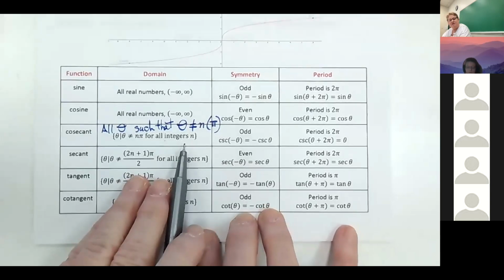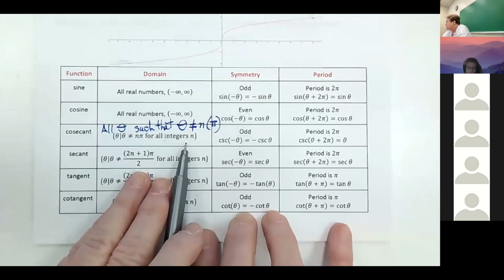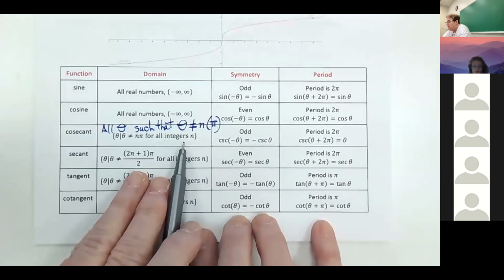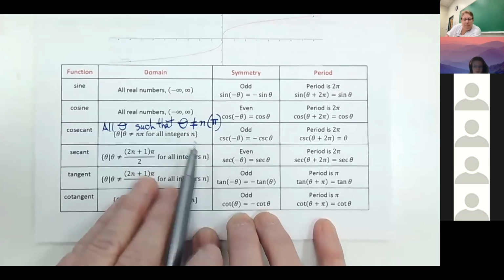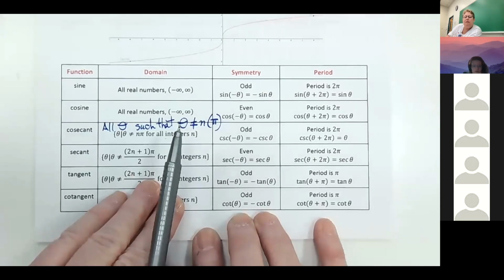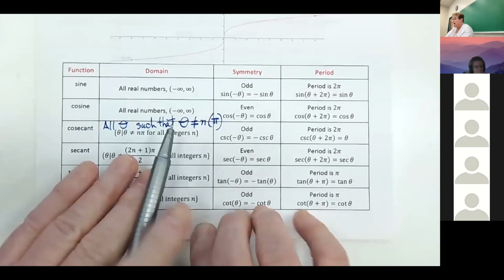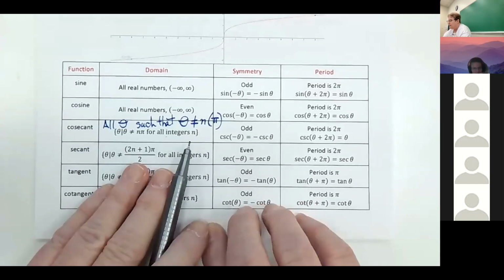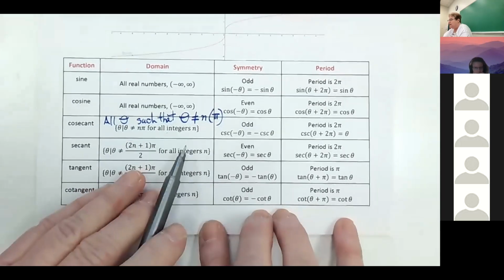Who can tell me what integers are? Whole numbers? Yeah, whole numbers and negative whole numbers and 0. So 1, 5, 11, -4. Yes, exactly.